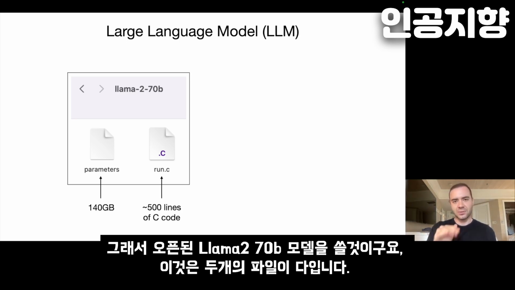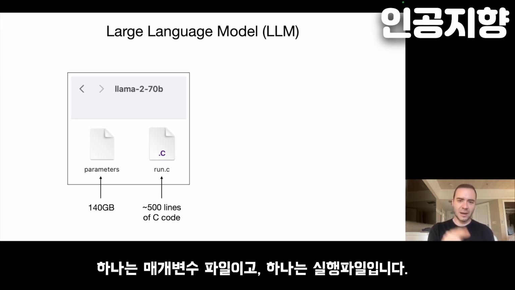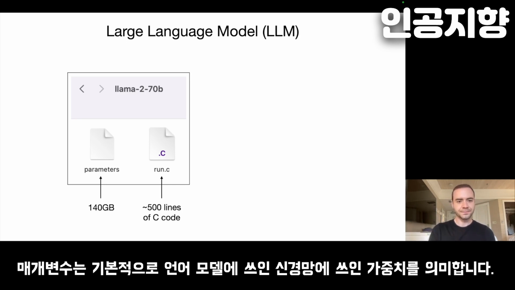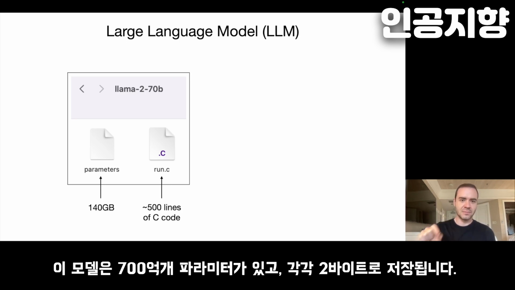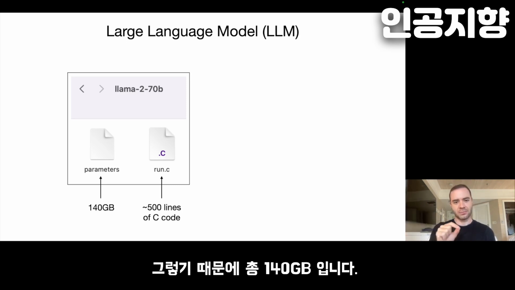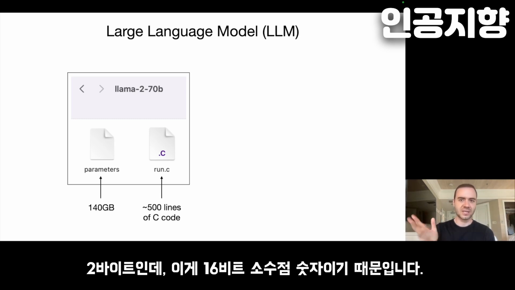So in this case, the Llama 2 70B model is really just two files on your file system: the parameters file and the run file, some kind of code that runs those parameters. So the parameters are basically the weights or the parameters of this neural network that is the language model. We'll go into that in a bit. Because this is a 70 billion parameter model, every one of those parameters is stored as 2 bytes. And so therefore, the parameters file here is 140 gigabytes. And it's 2 bytes because this is a float16 number as the data type.